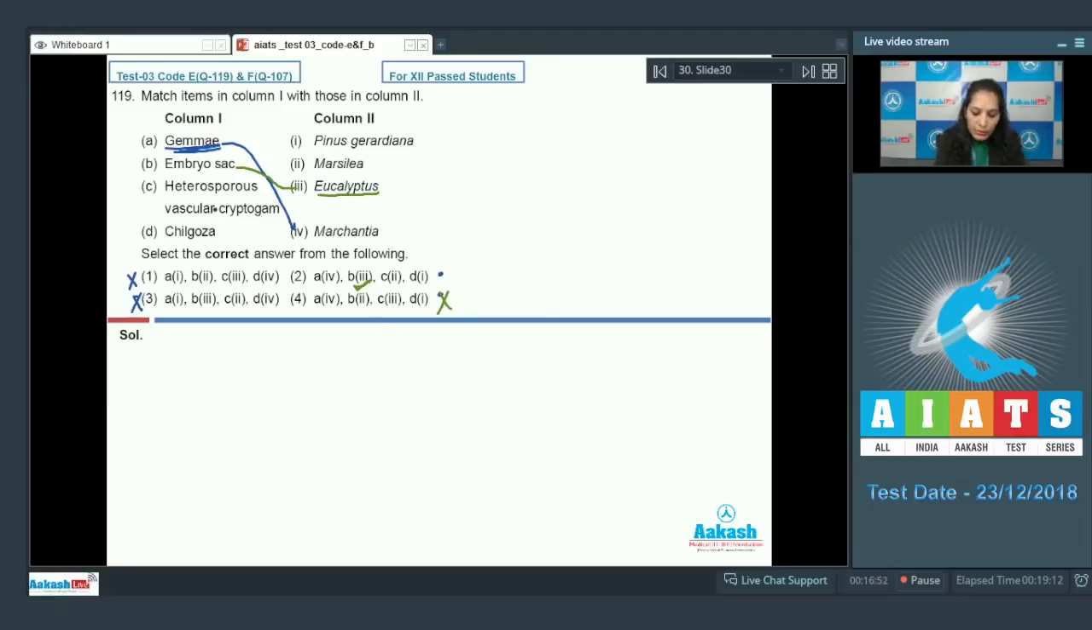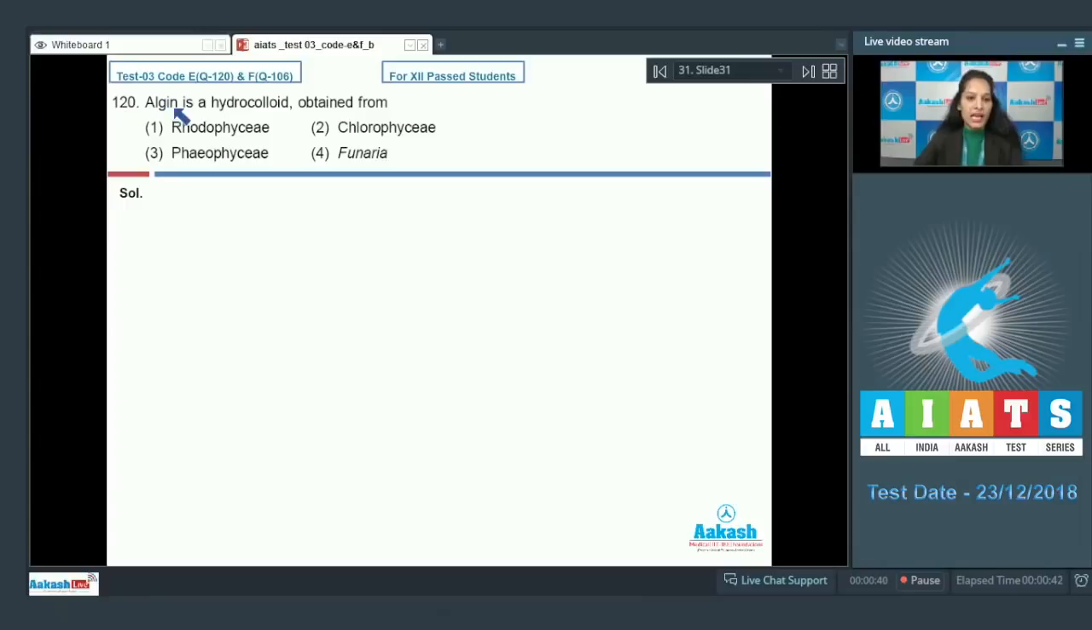Now C, heterosporous vascular cryptogam. Heterosporous, a plant which produces 2 different types of spores, vascular, it should have vasculature, and cryptogam, which have hidden sex organs, so it should be Marsilea. So C goes with the 2nd, as Marsilea is heterosporous and a vascular cryptogam too. So C goes with 2nd, it is correct. D, Chilgoza, the only left option is D goes with 1st. Why? Chilgoza is the edible seed of Pinus. So D goes with 1st. So the correct option for the given question is option number 2. Let's move on to the next question.